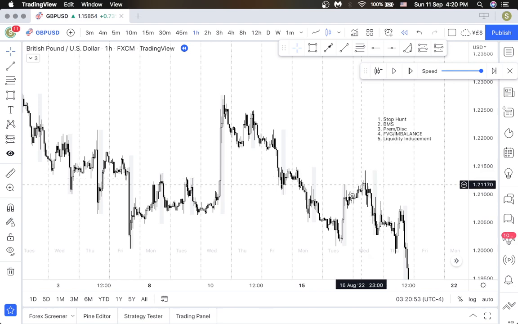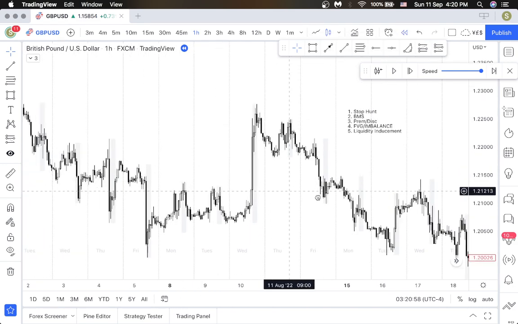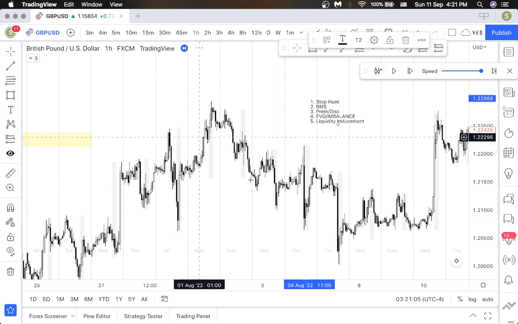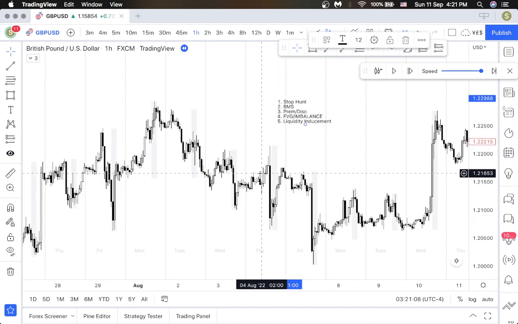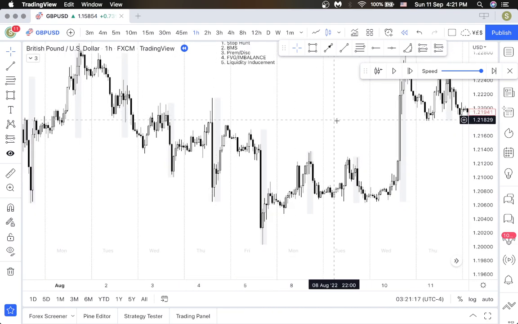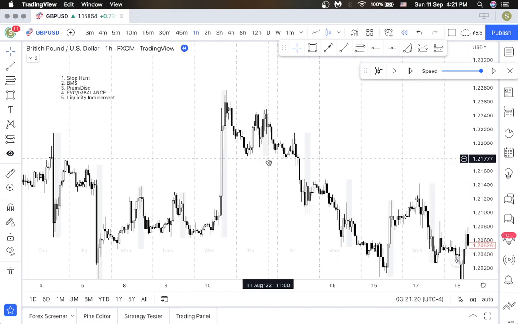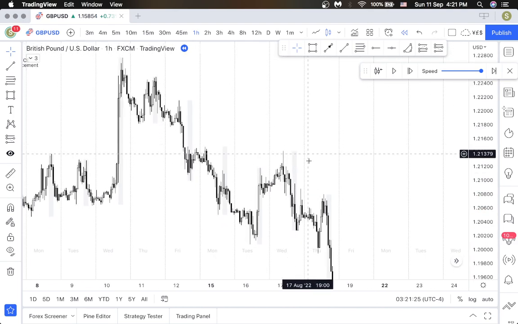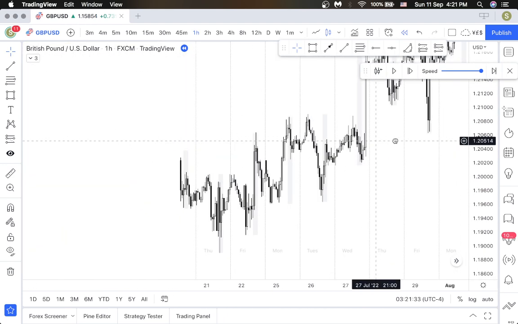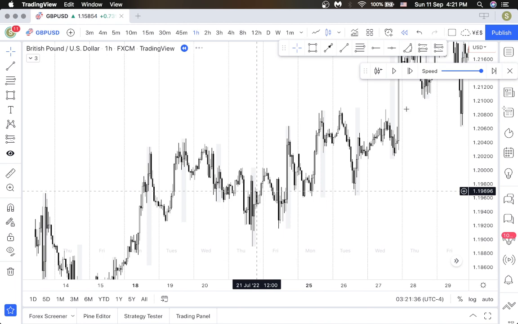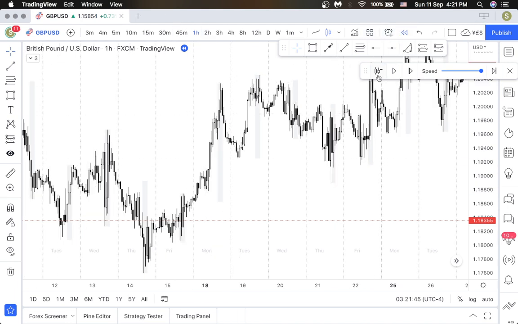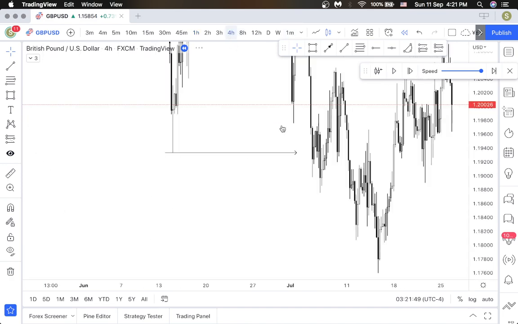Let's see. August. Trying to find a clean example on the 1 hour time frame. Okay, let's use this. Alright, so I'm looking for something in the New York session because that's what I trade. I have to look at the 15-minute time frame or something. Ooh. All right, so let's look at this one right here. So it's like a 4-hour time frame. I think it's clean again.